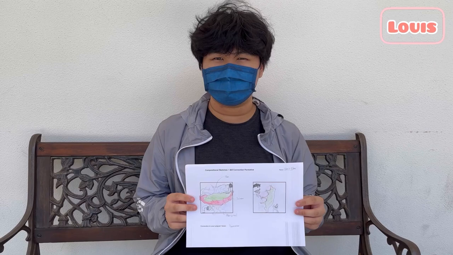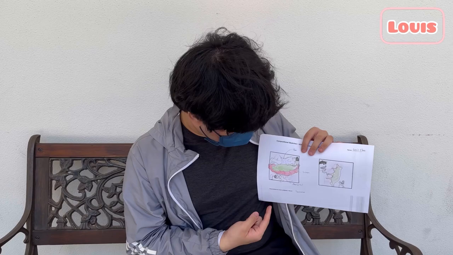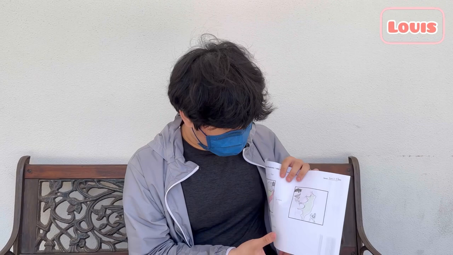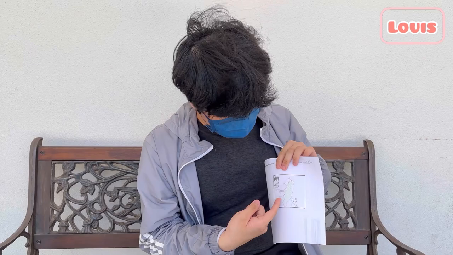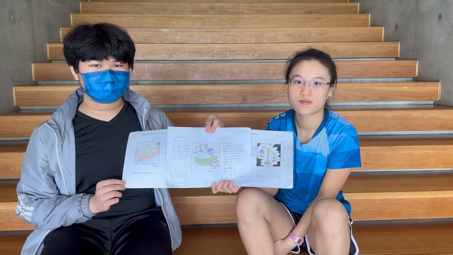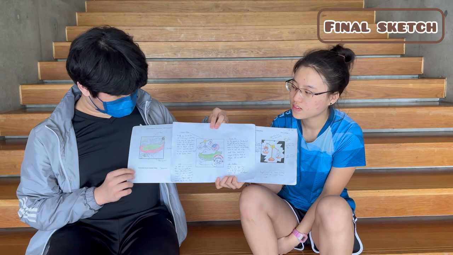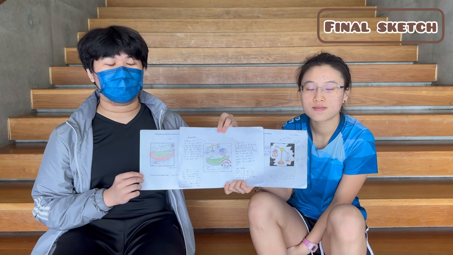Hello, I'm Louis, and this is my sketch. This sketch shows the Han settlers oppressing the Aboriginals and taking over their lands. And this is the Han settlers fighting off the lands of Taiwan from the Aboriginal people. These two images are the simplest and very easy to understand.